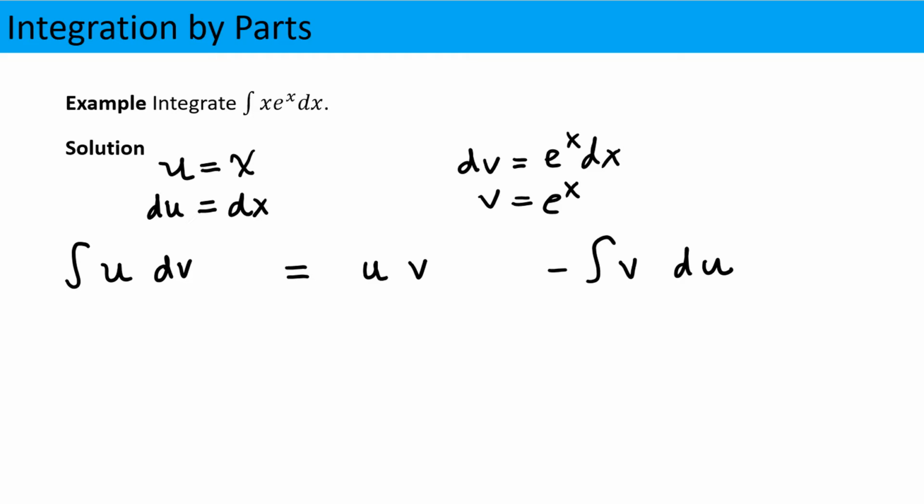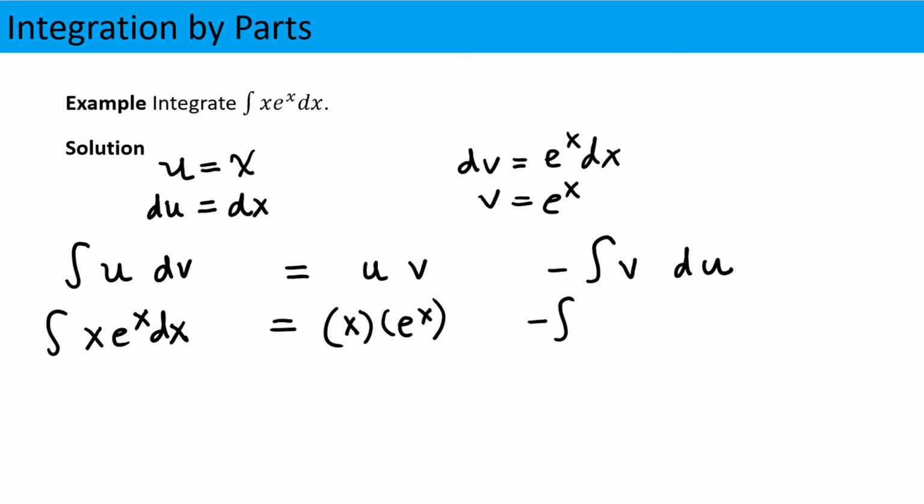Now we're going to replace all the u's and dv's and du's and dv's in terms of x. So we'll write this again. u is x, dv is e to the x dx. This is the integral we're trying to solve. And that's equal to u, which we identified as x, and v, which we identified as e to the x. Then we do minus the integral of v, which we identified as e to the x, and du in terms of x is dx.